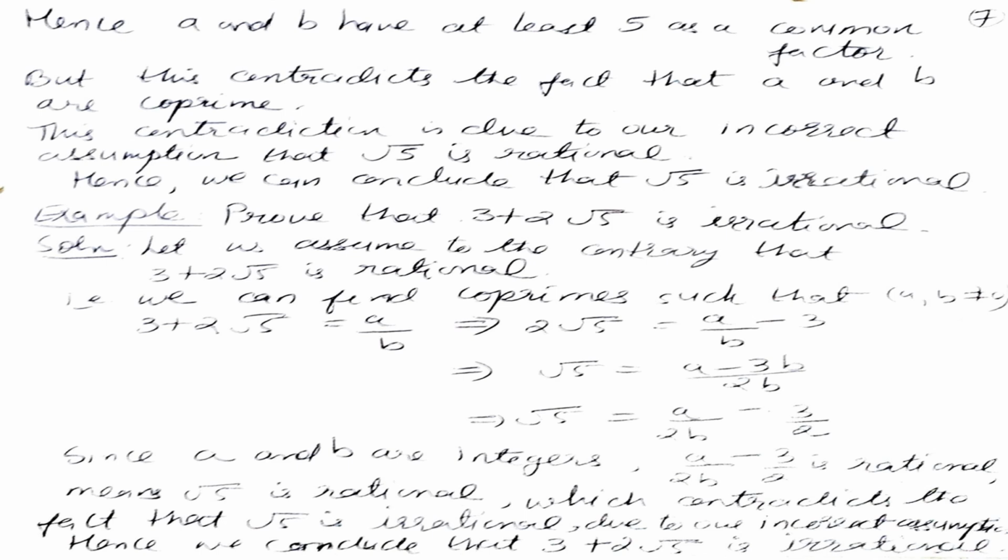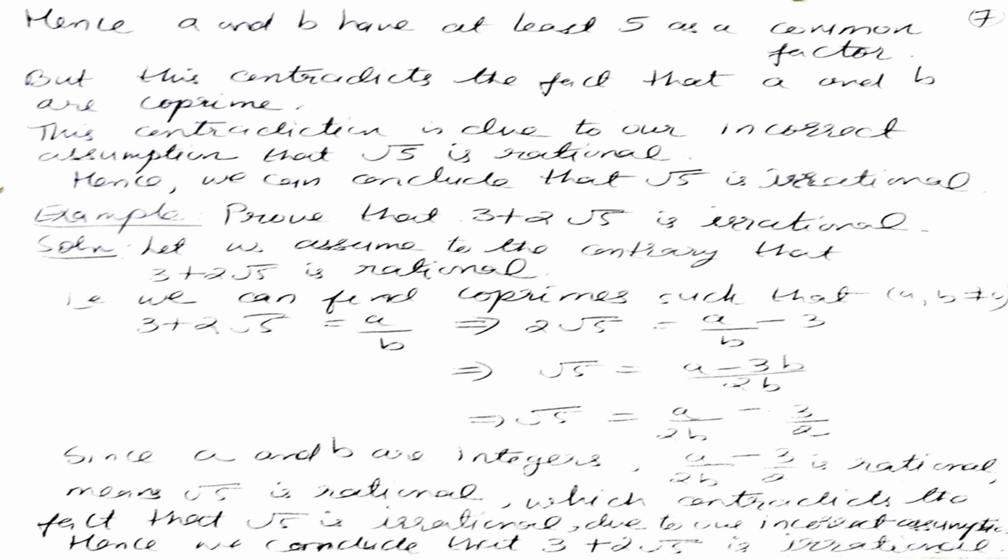The next example says: prove that 3 plus 2 root 5 is irrational. We have already shown that root 5 is irrational. Now we want to prove that 3 plus 2 root 5 is irrational. Let us assume to the contrary that 3 plus 2 root 5 is rational. Again, we can find co-primes a and b such that 3 plus 2 root 5 is equal to a upon b. Now, just rearranging the equation, we get 2 root 5 is equal to a upon b minus 3. Hence, root 5 is equal to a upon 2b minus 3 upon 2. Since a and b are integers, a upon 2b minus 3 upon 2 is also rational.